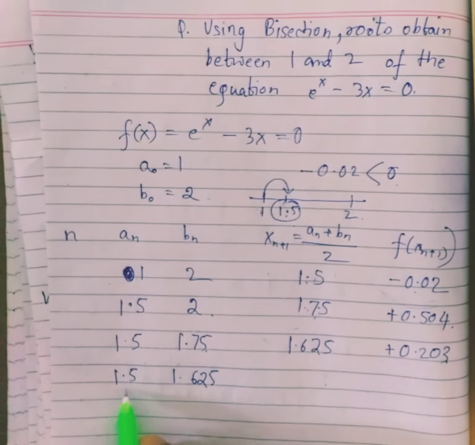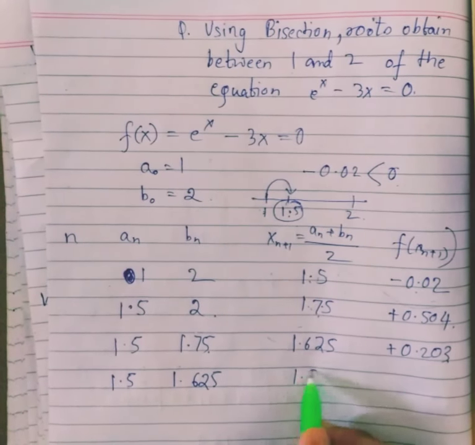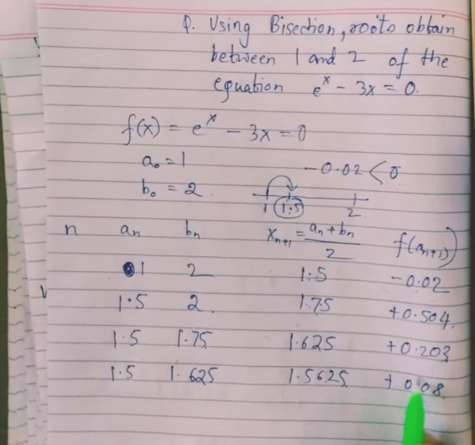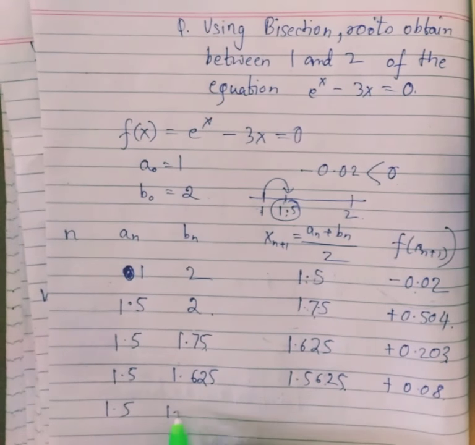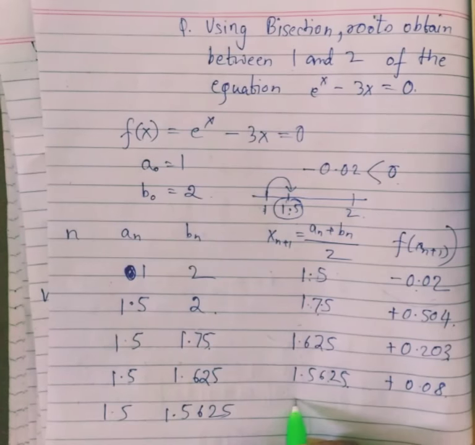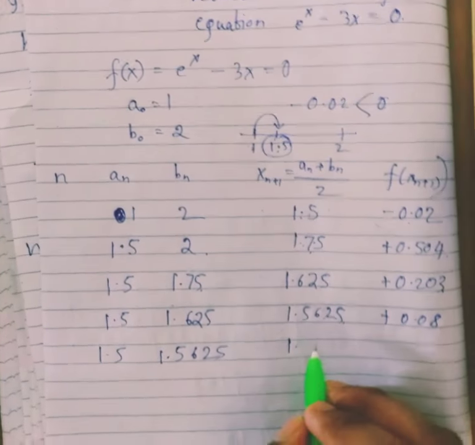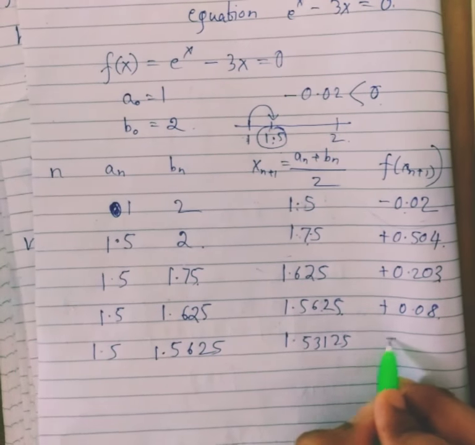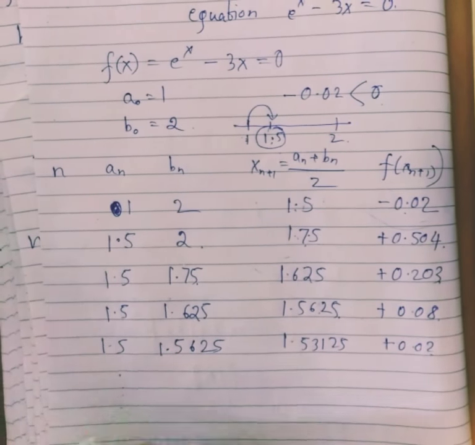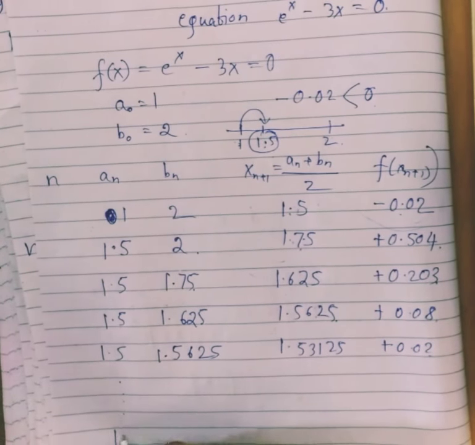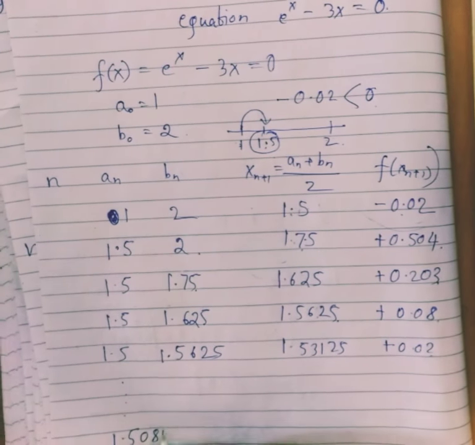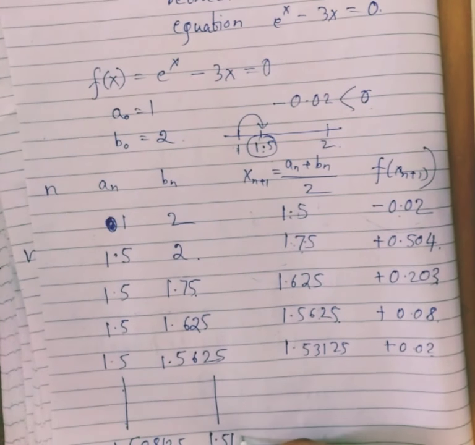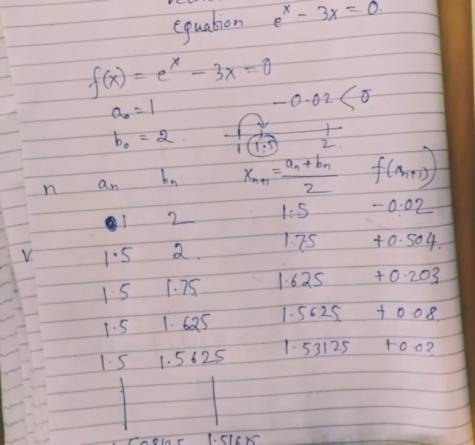Again we do the same, an plus bn by 2, which is equal to 1.5625, and here f is 0.08. And we continue. Since it's positive, again we decrease the upper limit, and it becomes 1.53125. Again it's positive, 0.03, and again we go on like this till we reach a step in which an is 1.508125, and bn will be equal to 1.51625. And finally we stop here.